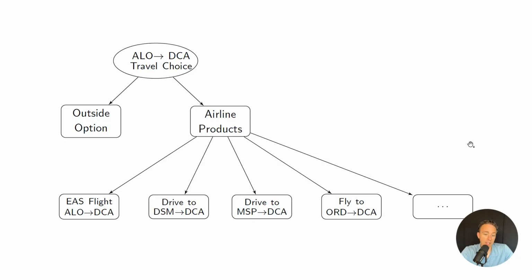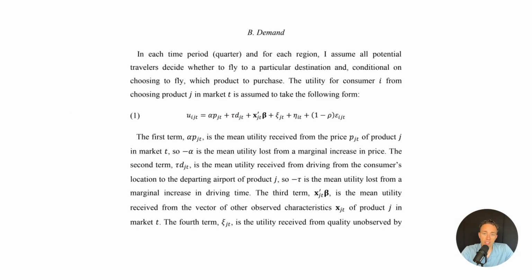I could take the EAS flight, I could drive to Des Moines and then fly, I could drive to Minneapolis and then fly, and so on and so forth. So now that we understand the choice set, how is utility specified in this situation?